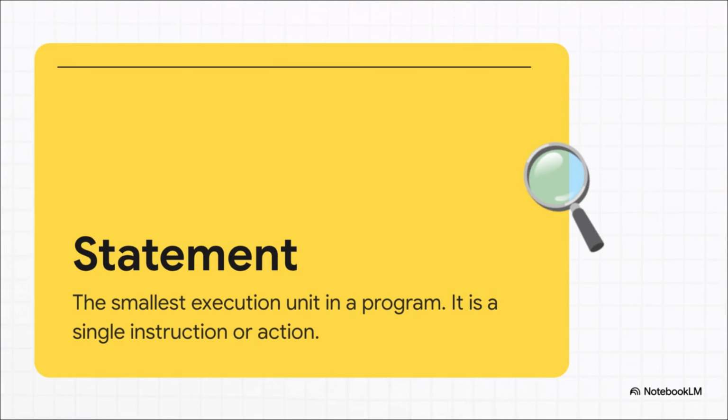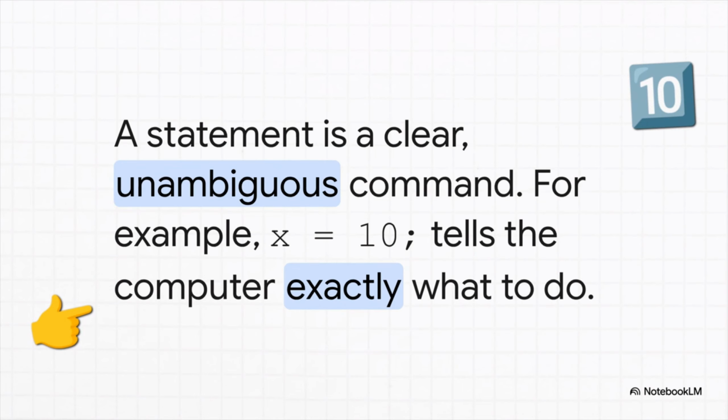Okay, at the very bottom, the most basic level, we have what's called a statement. This is the absolute smallest instruction you can give. In our recipe, a statement is like a single line: add 2 cups of flour, or preheat the oven to 350. Each one is a single, clear action. And what's so important here is that a statement has to be completely 100% unambiguous. When the computer sees something like x equals 10, there's no confusion, no room for interpretation. It just knows, take the number 10 and store it in a spot named x. That's it. Simple, clear, and then it's on to the next step.